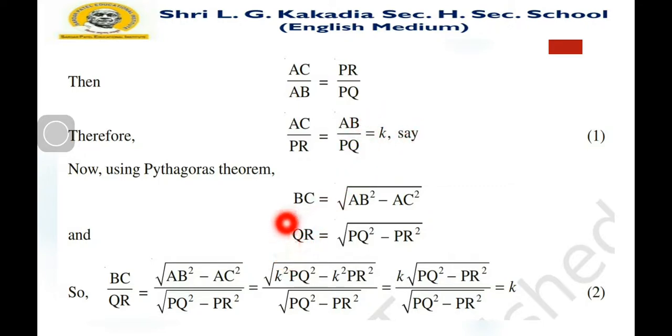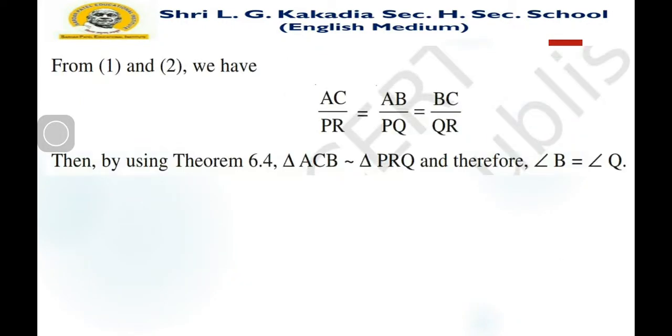So K square PQ square minus K square PR square upon square root of PQ square minus PR square. K will be common, so PQ square minus PR square will be cancelled, so remaining K. So we can say that these three ratios are equal from equation 1 and 2. AC upon PR is equal to AB upon PQ is equal to BC upon QR. By using theorem 6.4, triangle ABC is similar to triangle PRQ, and therefore angle B is equal to angle Q. We can say it easily.